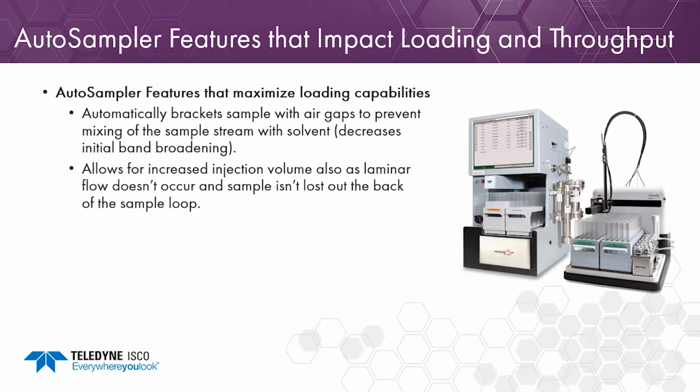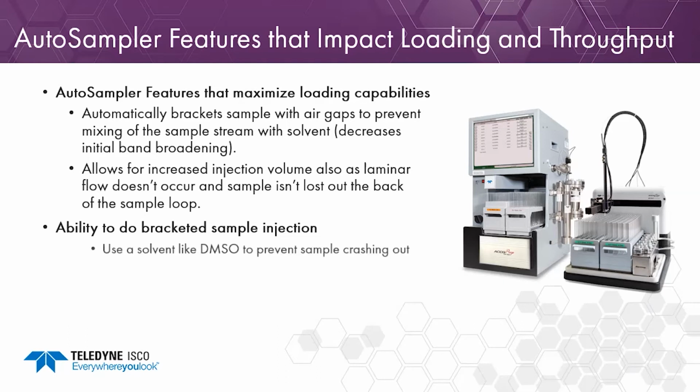Second, it increases the injection volume, as I suggested before, and we don't lose any sample out the back end of the sample loop. You also have the ability to do bracketed sample injection with the auto sampler. We can dedicate one of the tubes next to the wash station to a solvent to sandwich our sample in the mobile phase. And we can do a couple of different things to benefit our chromatography.